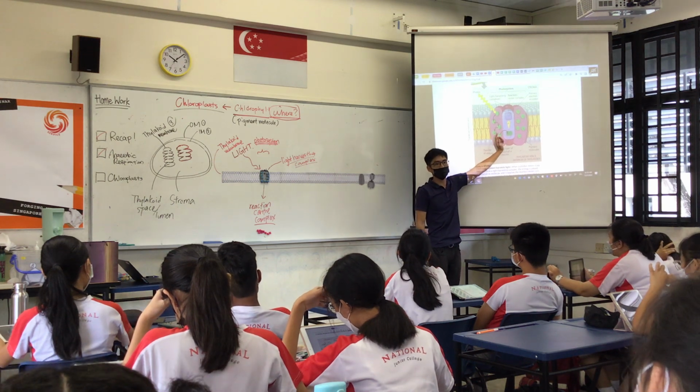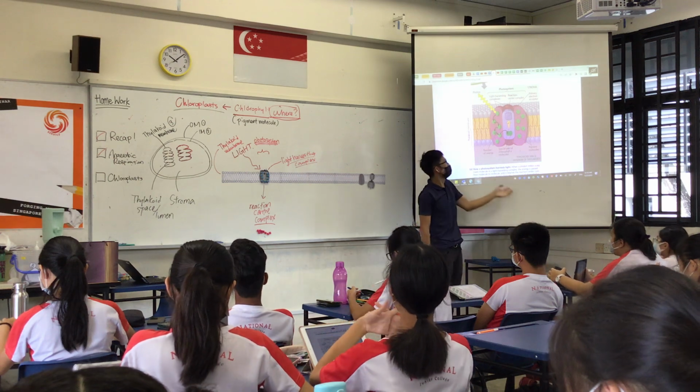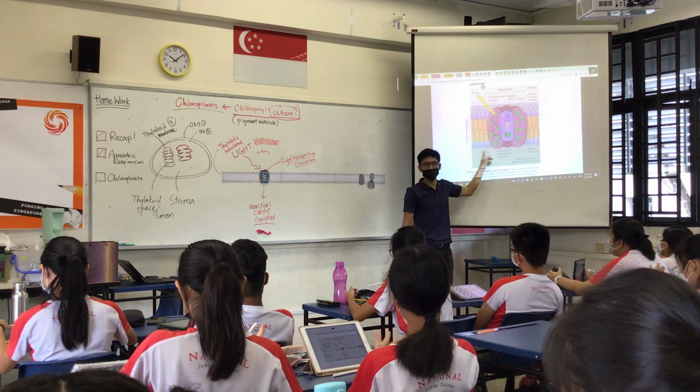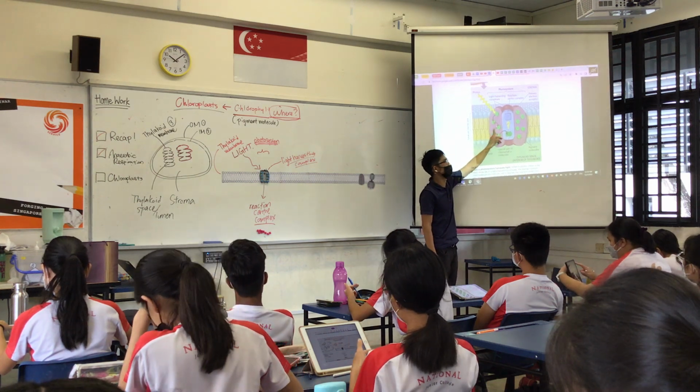If you look at this diagram over here, you see these black arrows? The black arrows represent the transfer of energy. Is it written here? You may want to highlight this. That's what I'm trying to show you. The black arrows represent the transfer of energy.